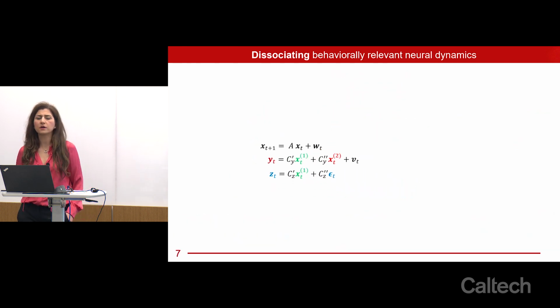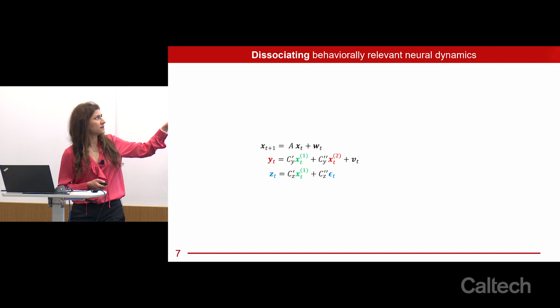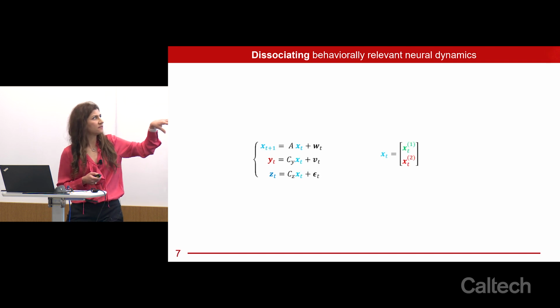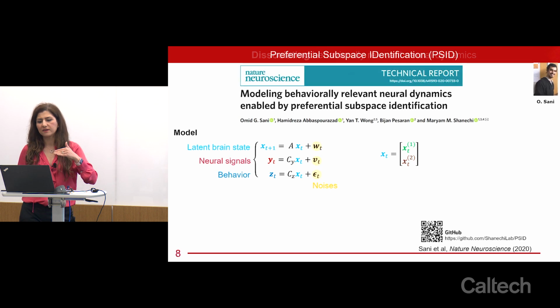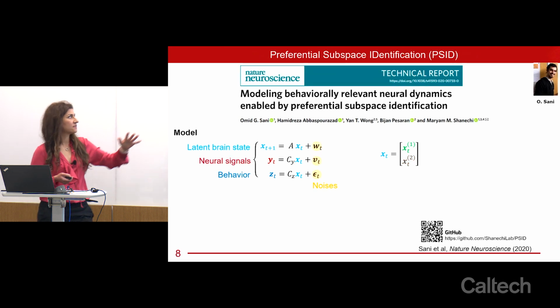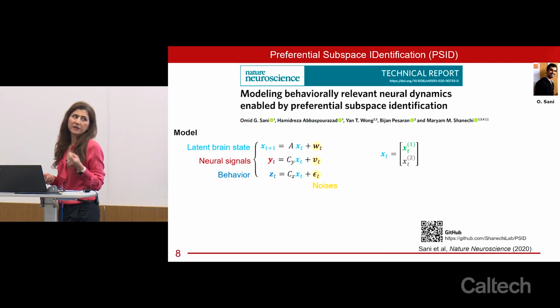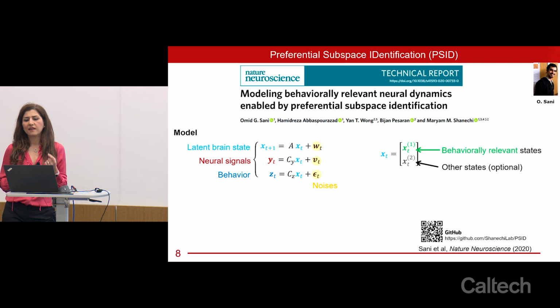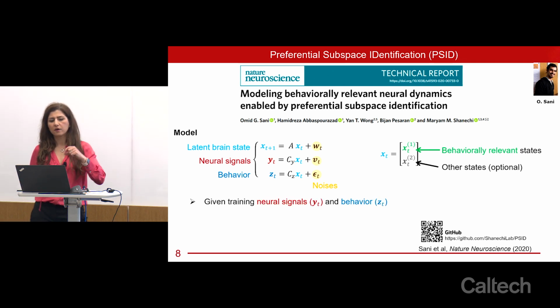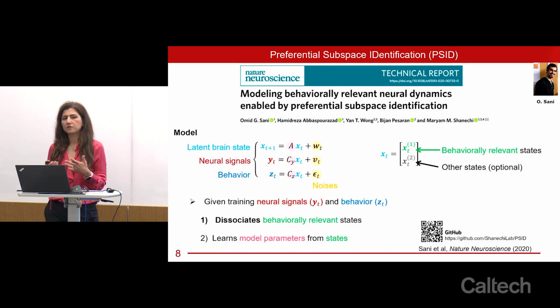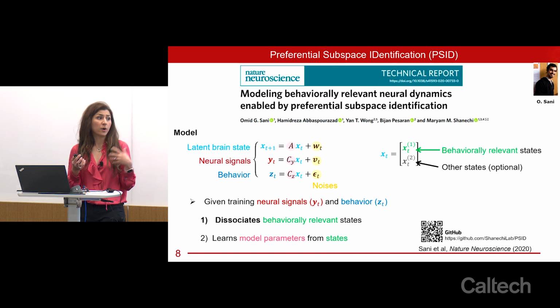So how does PSID work? We put these equations together. So we have all these elements of the state. And the state is now dissociated into the behaviorally relevant elements and the other elements. And this is a joint dynamical model of neural and behavioral data. So the new capability that PSID provides is that it allows you to dissociate those green parts from the rest of the states. And as I'll show you, this dissociation allows it to extract these behaviorally relevant dynamics much more accurately and with much lower state dimensions.